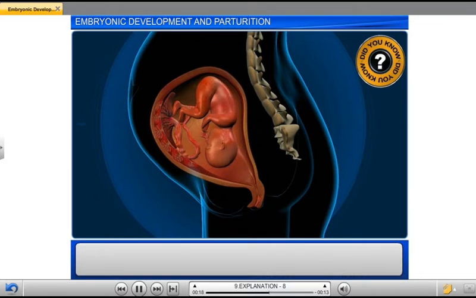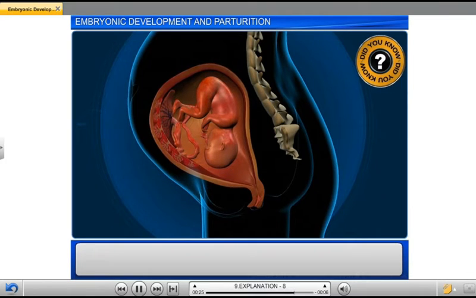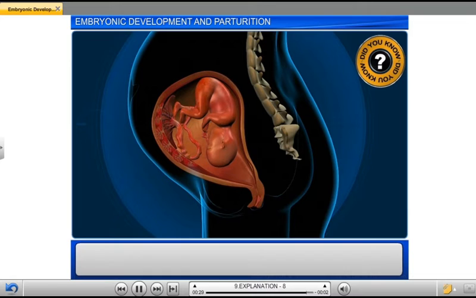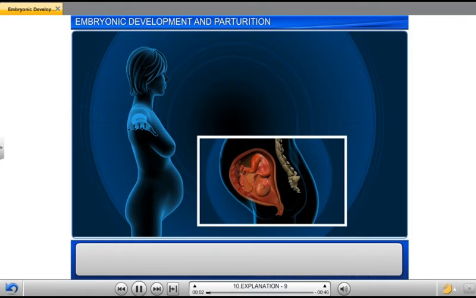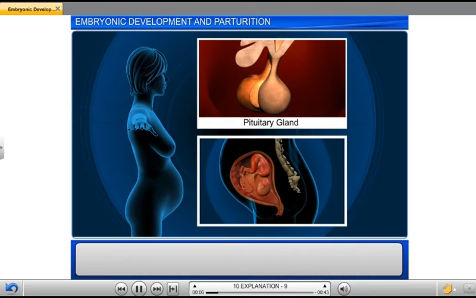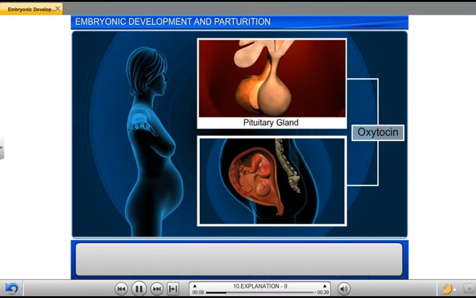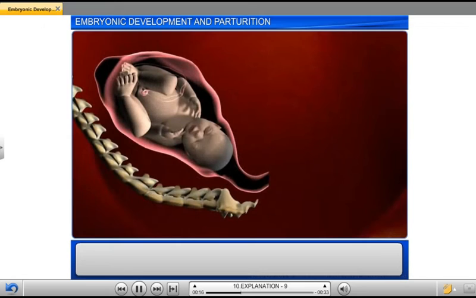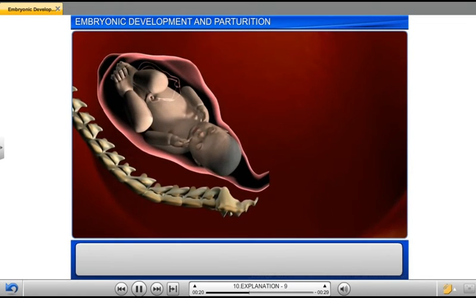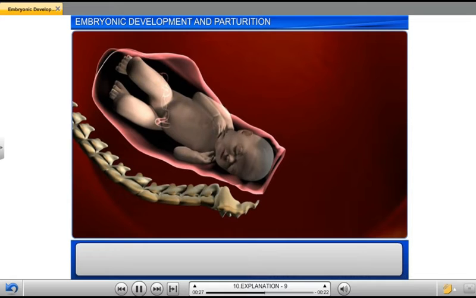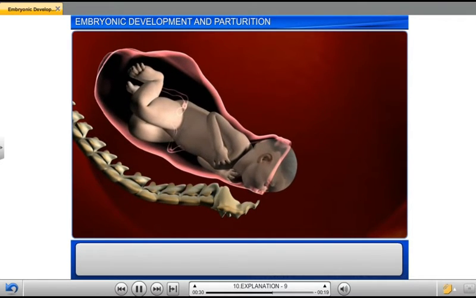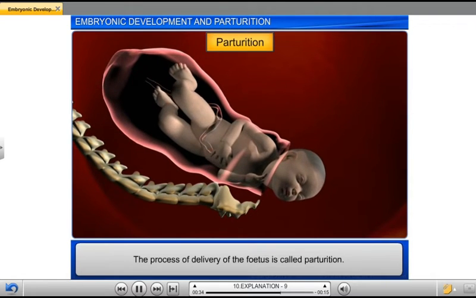Did you know that at the end of the gestation period, the fetus as well as the placenta starts secreting hormones that set in motion mild uterine contractions called the fetal ejection reflex? These contractions, in turn, act on the mother's pituitary gland that now starts secreting oxytocin, a hormone that causes stronger uterine contractions. The simultaneous uterine contractions and oxytocin release makes the contractions stronger with every passing minute and ultimately results in the expulsion of the baby from the mother's uterus. This process of delivery of the fetus is called parturition.